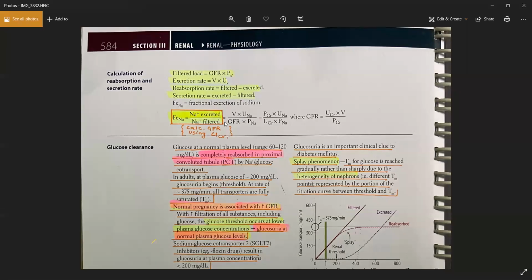The equation is just saying that the filtered load will be equal to the concentration of sodium in the plasma multiplied by the GFR. You can type your question in the chat box. I'll ask you later on WhatsApp then. Okay. If you're not getting how this filtered load is equal to the GFR into the concentration of this substance, I can explain that if you want.